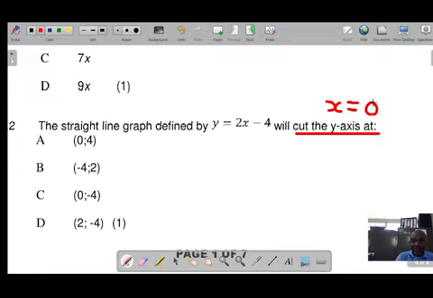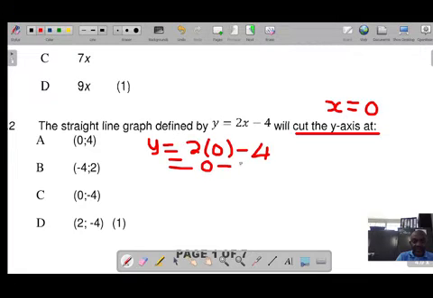Okay. So in my equation, where there is x, I'm going to put 0. So I'm going to say that y equals 2 multiplied by 0, minus 4. Now talk to me. What is 2 times 0? 2 times 0 is 0, right? What about 0 minus 4? I don't think you need a calculator to do that. 0 minus 4 is negative 4. So my y is negative 4.